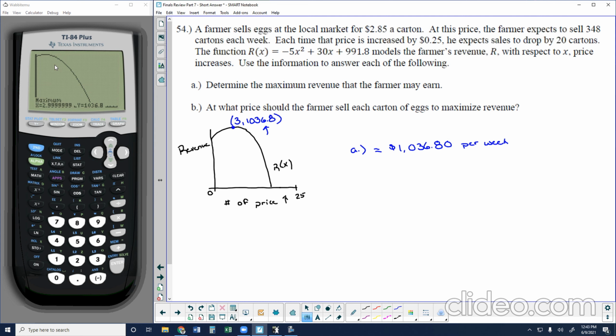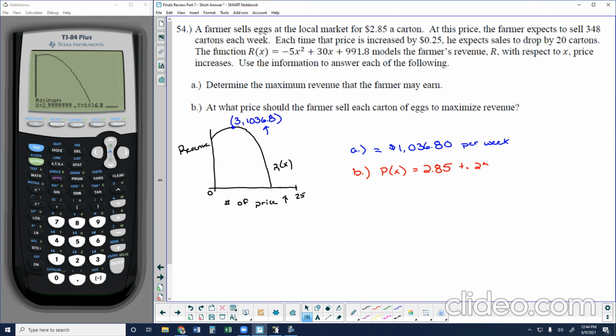Now part B says, at what price should the farmer sell each carton of eggs to maximize revenue? Well, this graph does not give me the price. It gives me the number of price increases. So what I need to do is go back to the original problem. If I want to think about price with respect to increases, the price was originally $2.85 per carton. And then he's going to increase it 25 cents at a time.